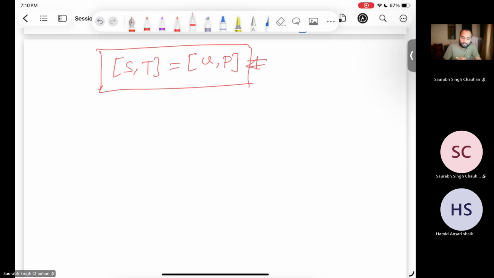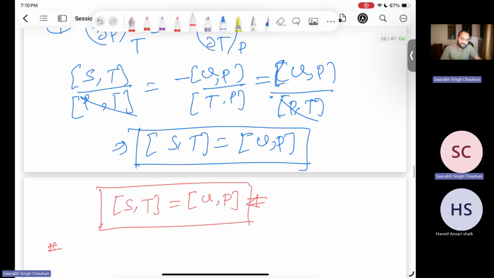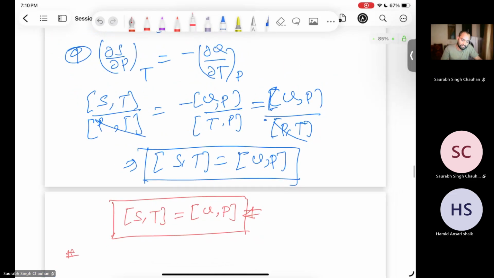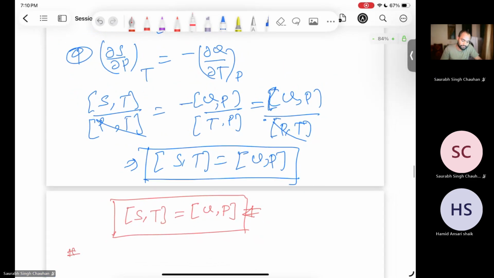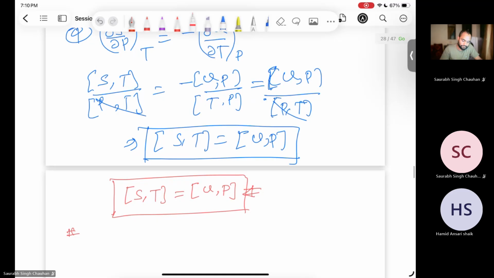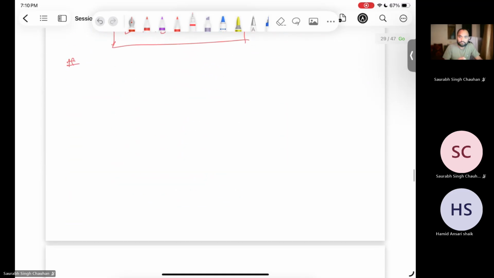For any other Maxwell equation, we just need to divide it with the same variables. Then we'll get just the Maxwell equation, reverse engineering, just reverse engineering. Okay, and so everything is in terms of Jacobians. Now, we also discussed coefficients. So let us quickly write the coefficients also in terms of Jacobians.